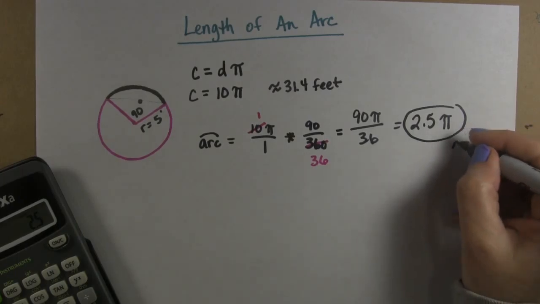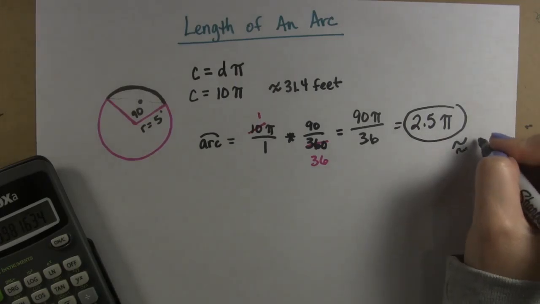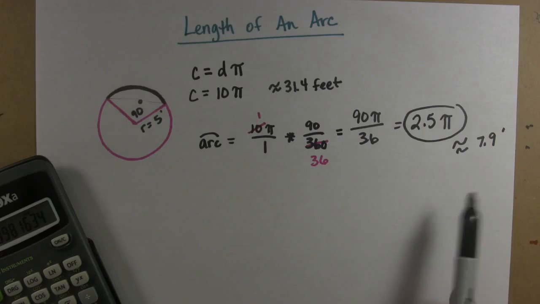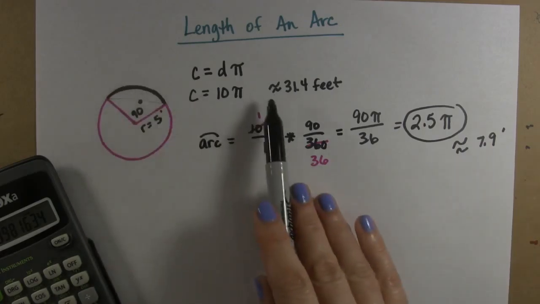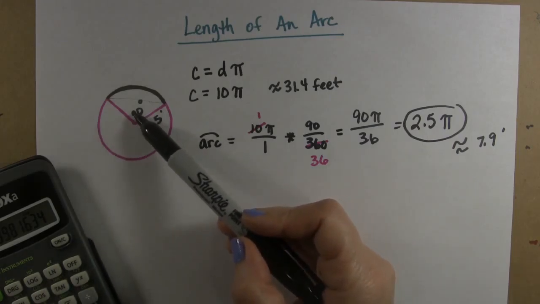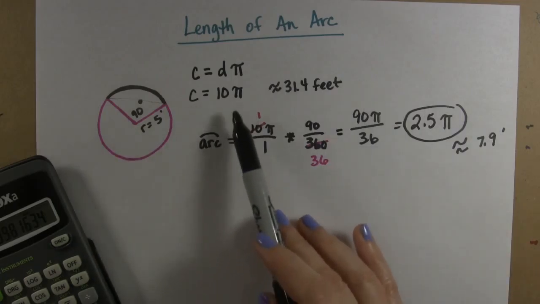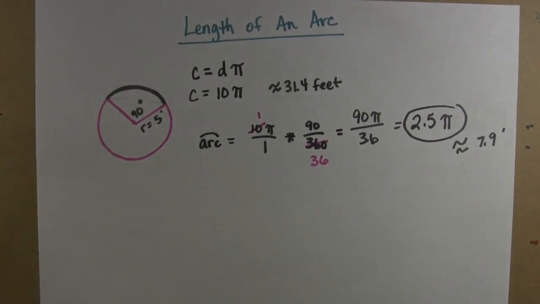That, by the way, equals about 7.9 feet. So that gives you some idea of how this sector is related to the whole thing. You should also be thinking in your head, 90 degrees, that's 1/4 of the circle. So it should be about 1/4, which it is.